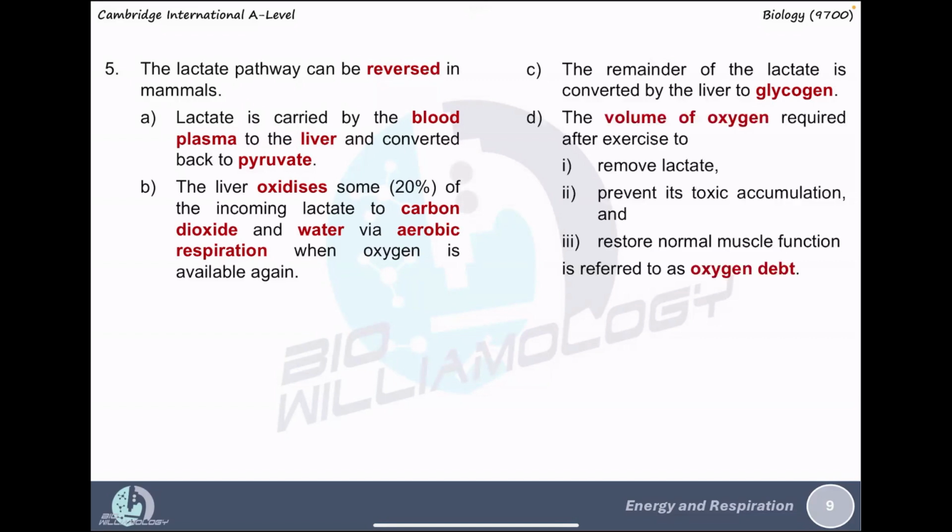Now, the volume of oxygen required after exercise. As we know, after exercise, our breathing rate is still very high. We have extra consumption of oxygen after exercise. This extra volume of O2 is required after exercise to remove lactate, to prevent its toxic accumulation, and to restore normal muscle function. This volume of oxygen is referred to as oxygen debt.